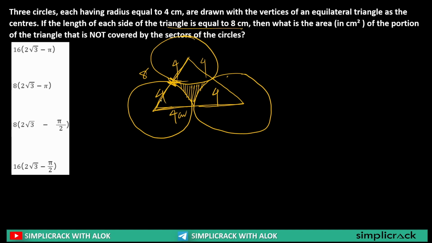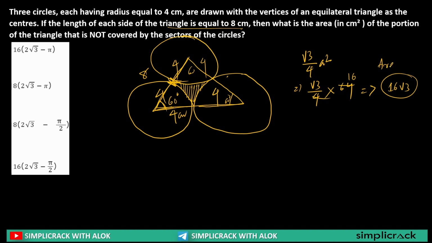Now each angle of the triangle is what? 60 degrees, right? So the area of an equilateral triangle is root 3 by 4 a square. So it is root 3 by 4 into a square, that is 64. So the area of the triangle is what? 16 root 3. Now if I deduct the area of these parts out of the area of the triangle, I will get the answer.